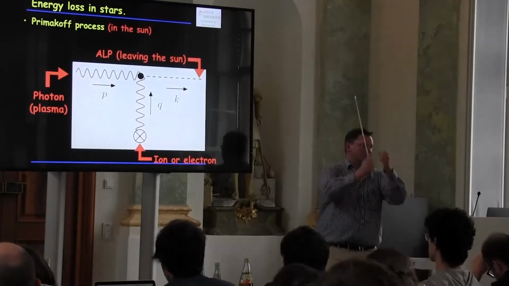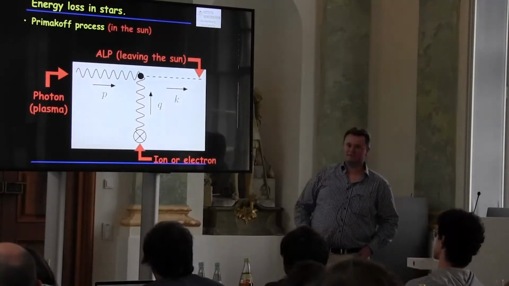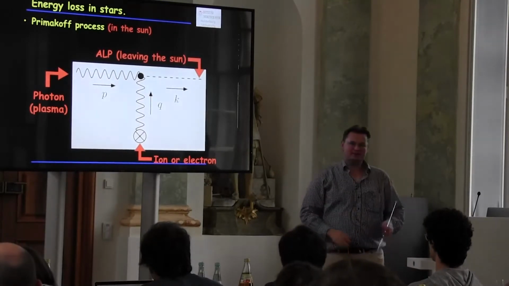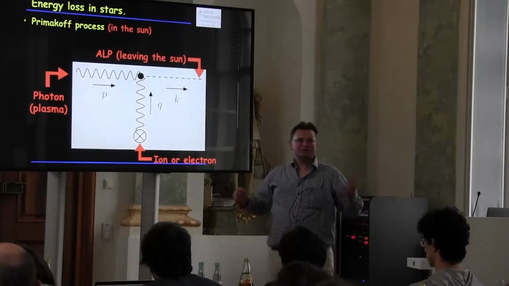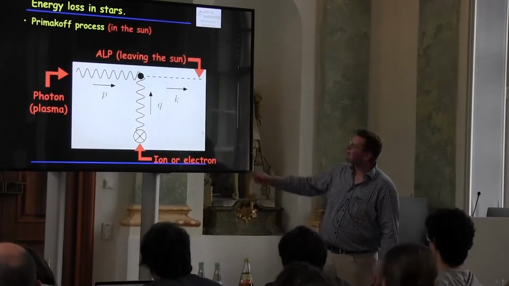You have a magnetic or electric field in the ions, you combine them, out comes an axion. And because it's so weakly interacting, it basically goes immediately out of the sun. Okay, you say, a rare process, why do I care? Well, there are two problems with that.